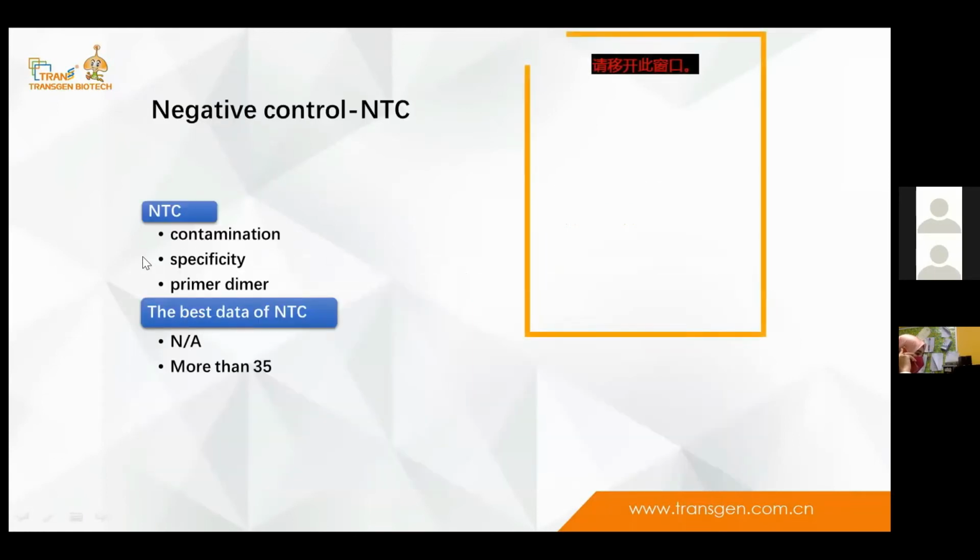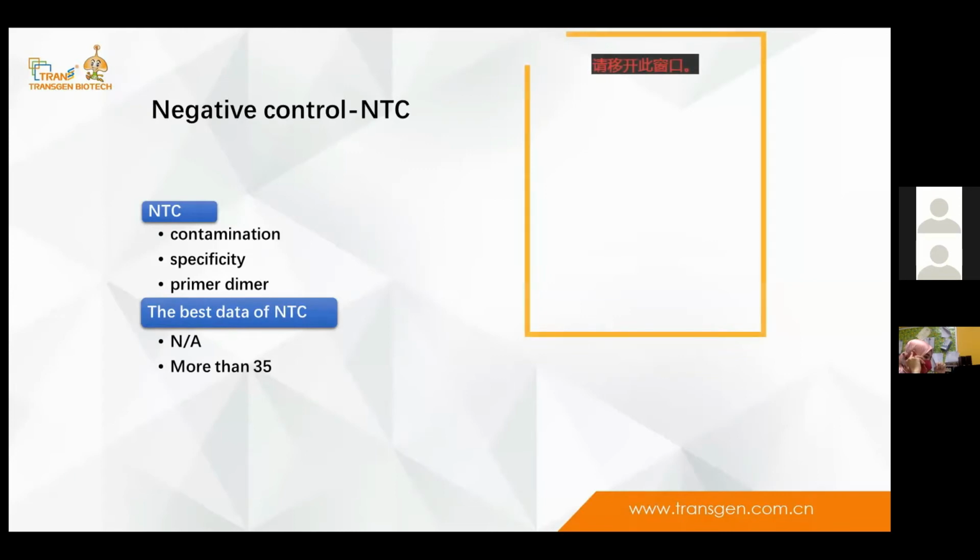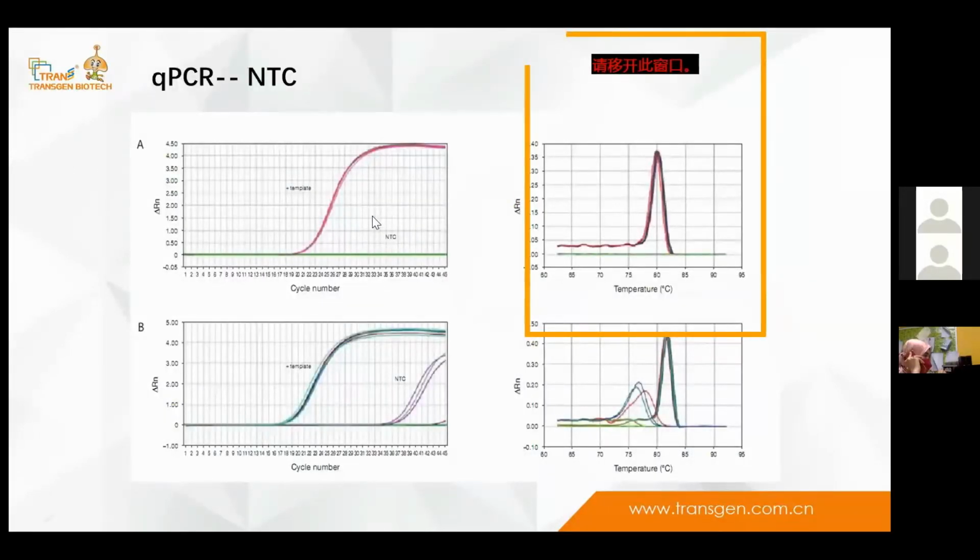And then is the negative control, NTC, no template control. It means the whole system with all components, just without the template. So in this case, a good NTC will show no signals here. So the best NTC data is not detectable. But always in the system, maybe there's a little signal at the very end point of the whole system. So when we loosen the criteria, a CT value of more than 25 can be acceptable. Just like this one. This is a very good result for the NTC.